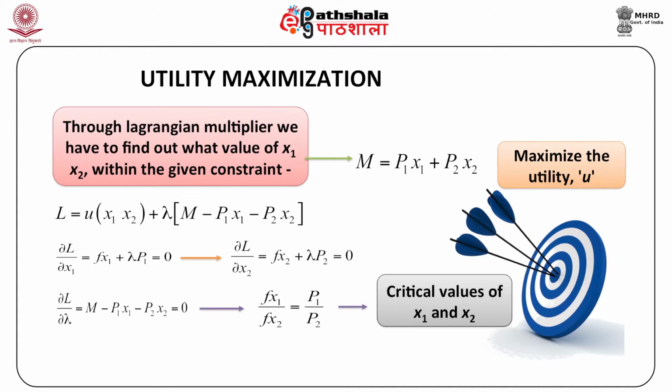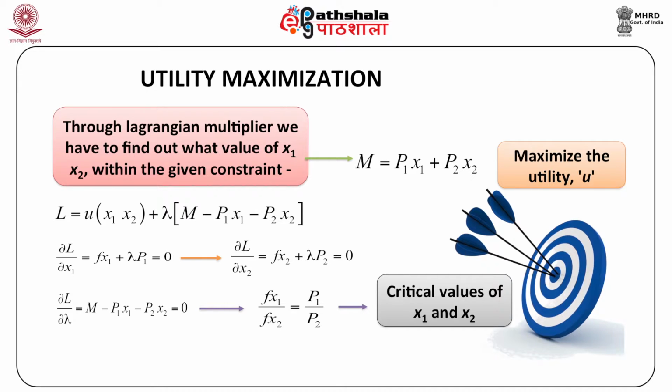From equation 3, through the Lagrangian multiplier, we have to find out what values of x1 and x2 maximize the utility U within the given constraint M is equal to P1 x1 plus P2 x2. For this, we differentiate equation 3 with respect to x1 and x2 and equate it to 0 for the first order conditions. L is equal to U(x1, x2) plus lambda (M minus P1 x1 minus P2 x2).